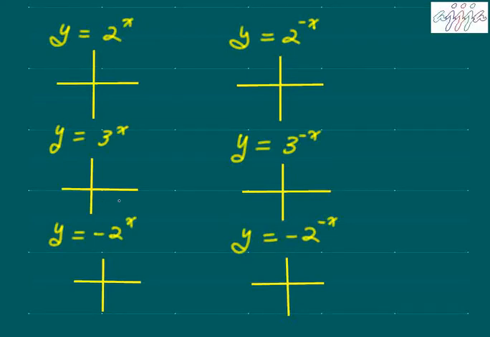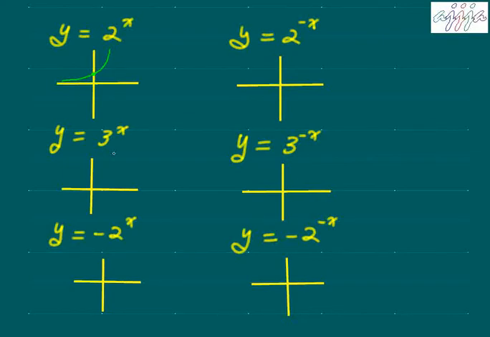Let's try these 6 graphs. The first one we did just now: 2 to the x power. It goes through 1 right there. That's 1. So we did this one, just like that, with the asymptote right there.